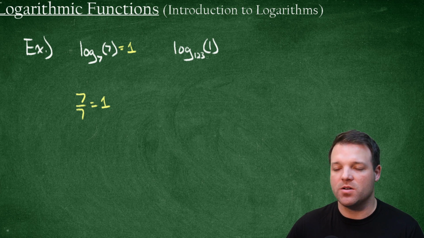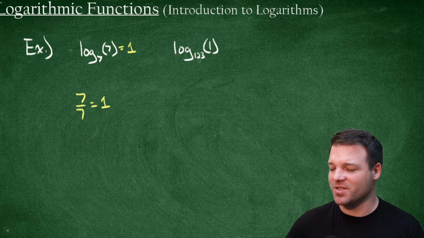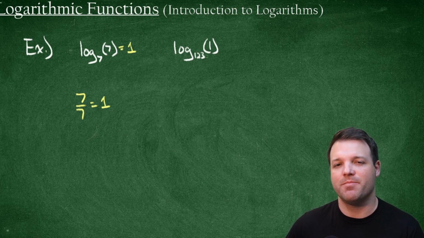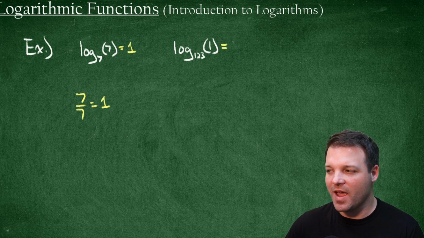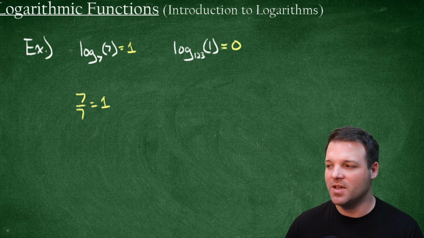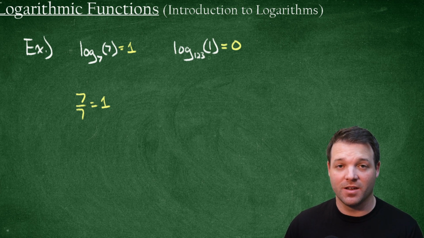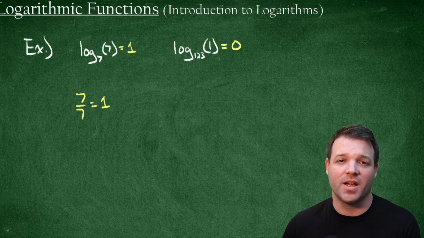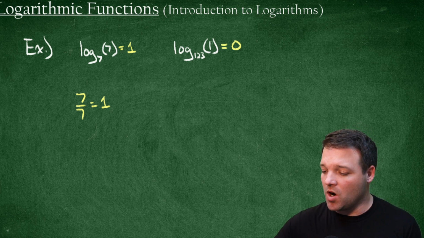Also, this one right here is very common. Log base anything, I thought about putting some huge number in here just to throw you guys off, of 1. Well, how many times would I divide 1 by that base in order to get back to 1? Well, I'm already at 1, so no times, 0 times, right? So log base anything of 1 is always going to be 0 because I'm already at 1. I don't have to divide at all, okay? All right, so there we go.